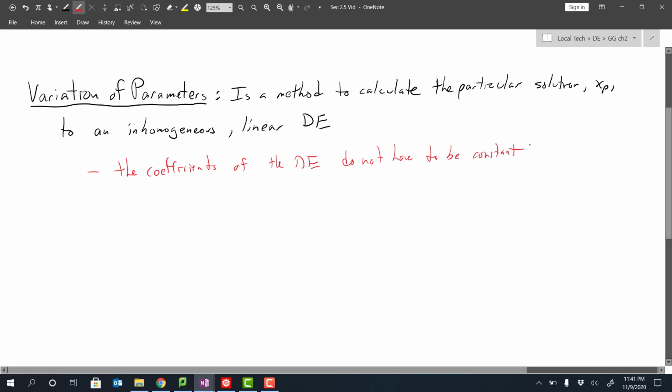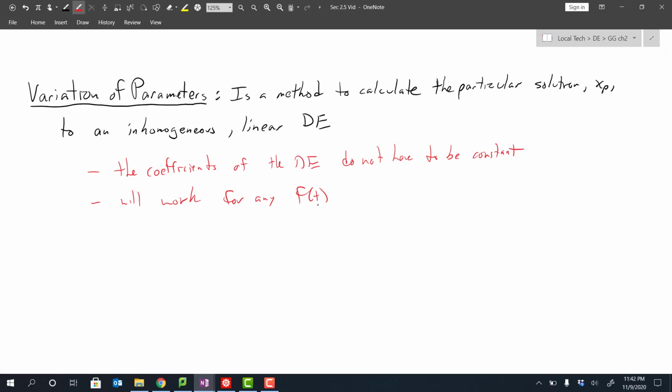So the only thing that's required for variation of parameters to be a valid method is for the differential equation to be linear. The other lack of restrictions is that this method will work for any f of t. In other words, it doesn't matter what the function is on the right-hand side of our differential equation, variation of parameters will work. Now let's dive right into the method.